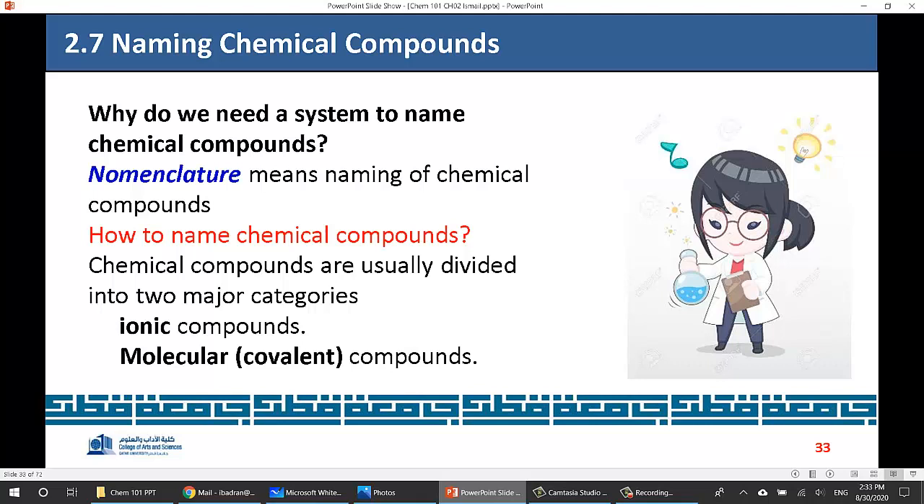So here we need to get into naming, okay? Naming chemical compounds is called nomenclature. Nomenclature means naming chemical compounds. Before you name a compound, you need to know whether it's ionic or molecular, in brackets covalent. Don't mix the two. There are two different systems to name these compounds. We'll start with ionic compounds.